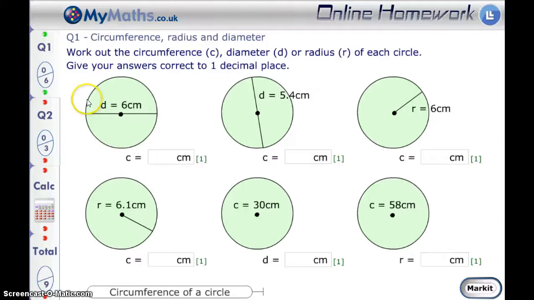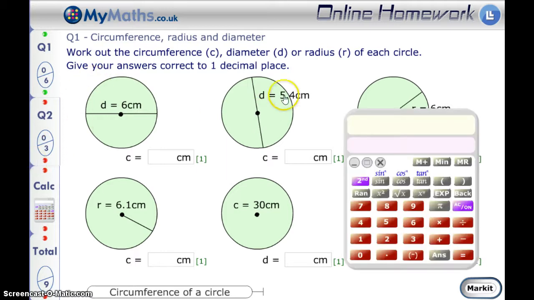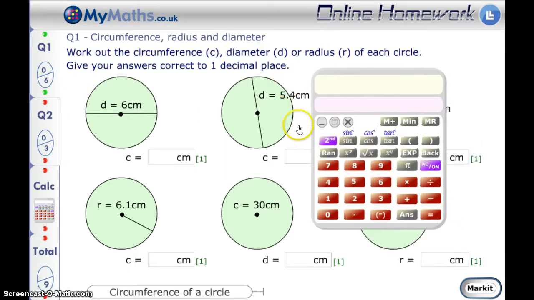Now, we know that the formula for the circumference of the circle is pi times diameter, or pi times 2 times radius. So this first problem here, I'm given the diameter is 6. So using my calculator, I'm going to do pi times the diameter, and that comes out to be 18.849555592. In the question it says give your answer to one decimal place, so I'm going to put in 18.8.